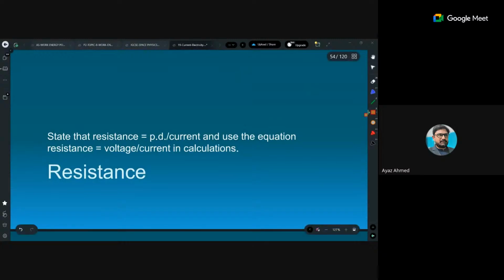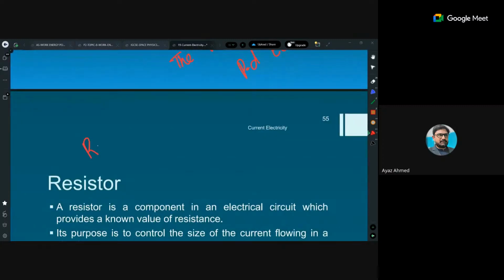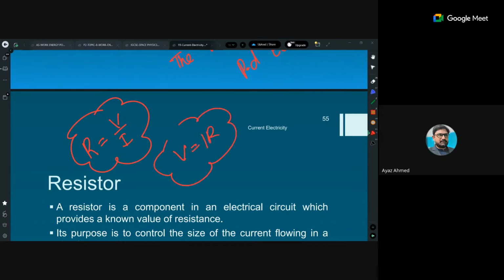Now come to the resistance. Resistance is basically the ratio of, ये आपने याद रखना है. Resistance is the ratio of potential difference to the current. You have to write that, please. ठीक है, ये मतलब एग्जाम में आपने ये लिखना है. So its formula is R is equal to V by I. What is its formula? R is equal to V by I, very famous equation of electricity. V is equal to I R इसी से बनी हुई है. ठीक है.